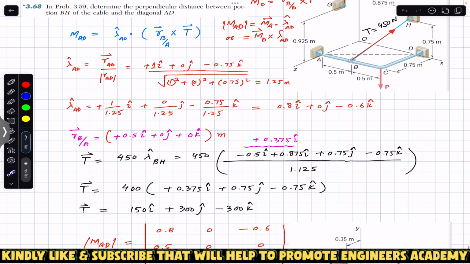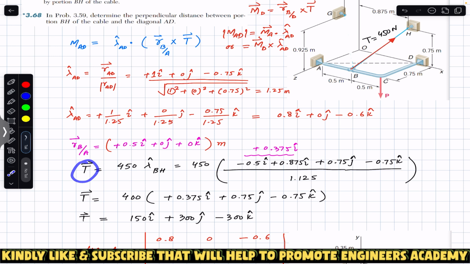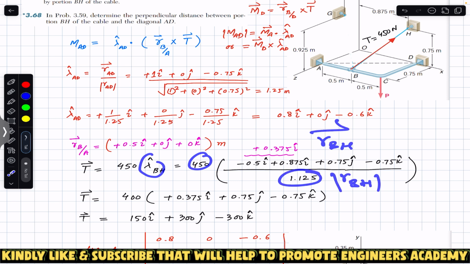And the third term which we need to find is the Cartesian vector representation of that tension T, which is acting from B to H. So that Cartesian vector T will be equal to 450 times the unit vector which is acting from B to H, and the unit vector from B to H is the position vector from B to H divided by the magnitude of that position vector. So now we have to find the position vector from B to H.